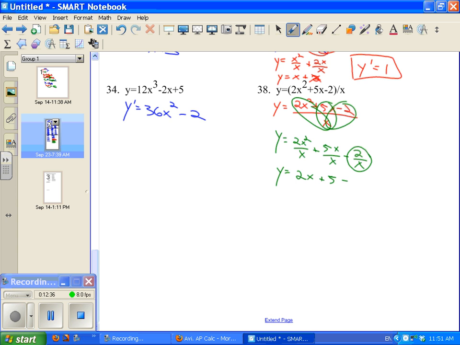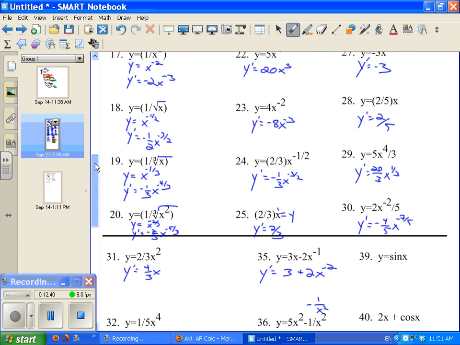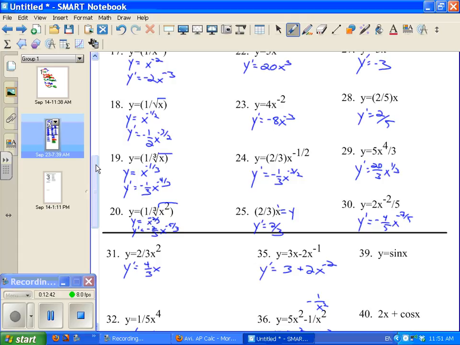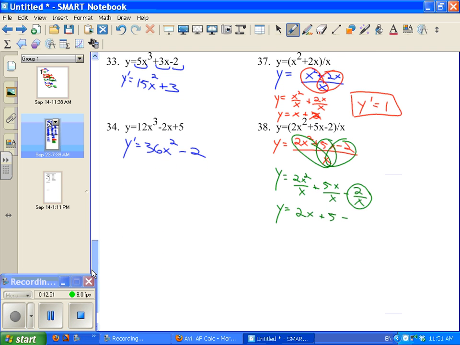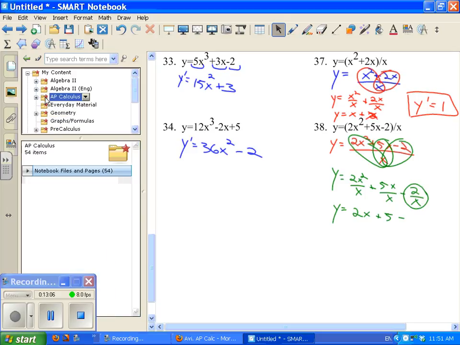Keep, change, flip. We've done this. X to the negative... 2 to the negative x, x to the negative 1. Yes, this is the same as one of these. Did you get that?